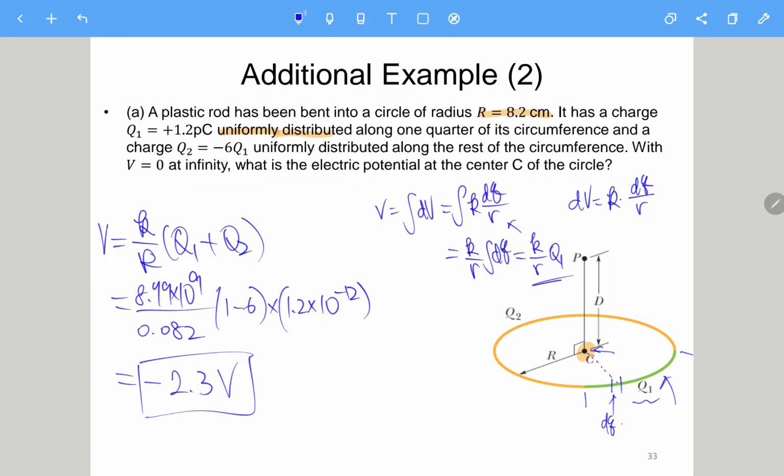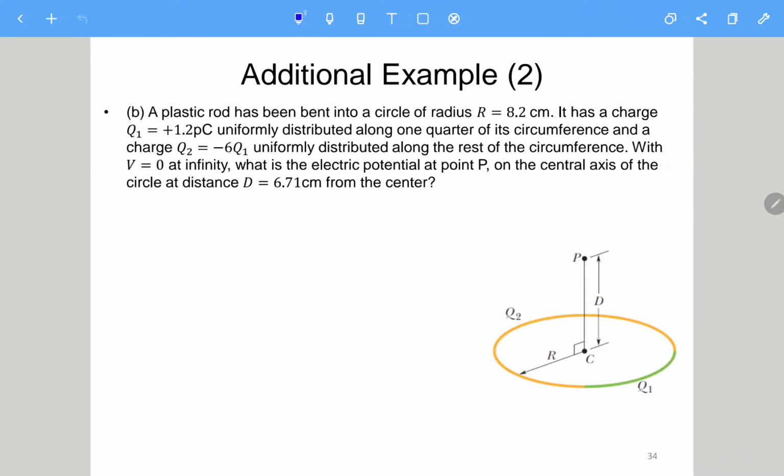Any questions? Okay, let's have another question. Question B.